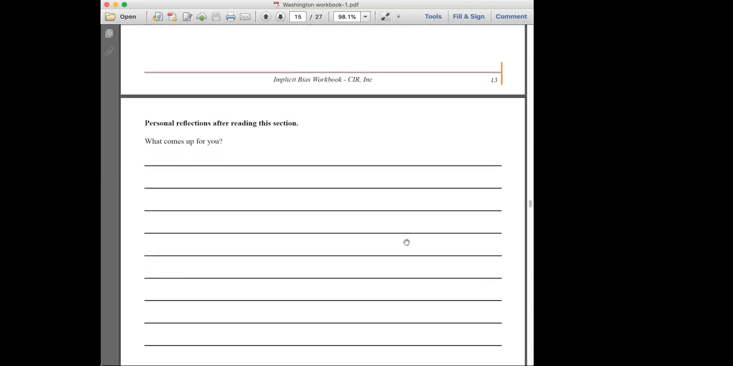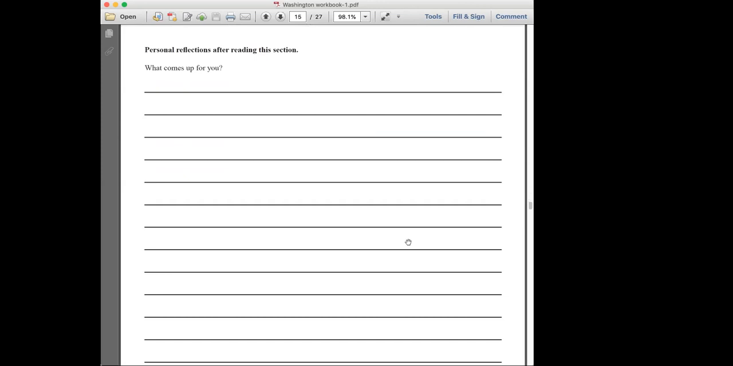And after you're done reading that section, there's additional space for you to reflect. As I mentioned, you're going to have lots of thoughts as you're reading this. So this is an opportunity for you to capture some of those thoughts.